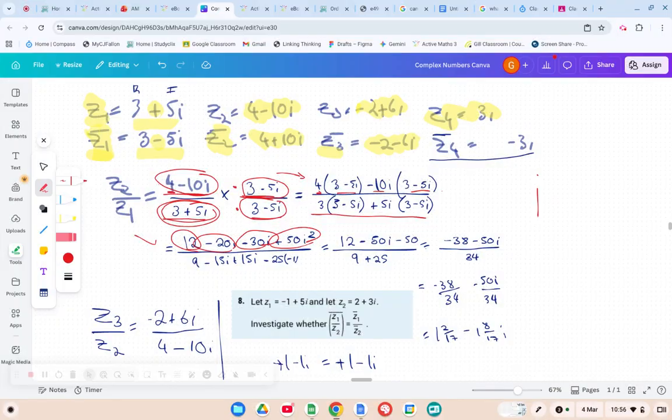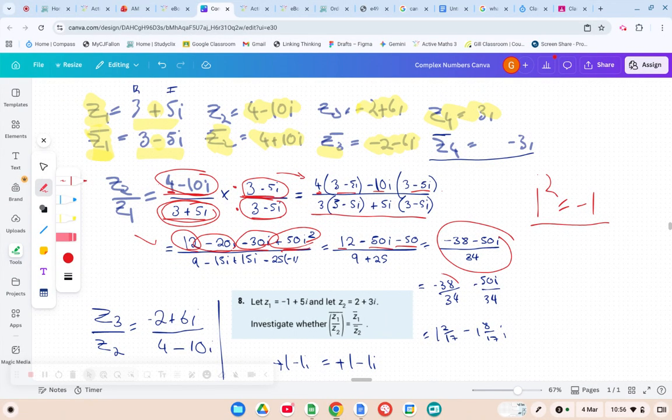Remember, i squared is equal to minus 1. There we get minus 50 here. So 12 minus 50i. Where do you get the minus 50i? Minus 20i minus 30i is minus 50i. The 12 was there, and plus 50i squared becomes 50 by minus 1, which is minus 50. It becomes a real bit. Remember, i squared changes the number from imaginary to real. And we get this number here.